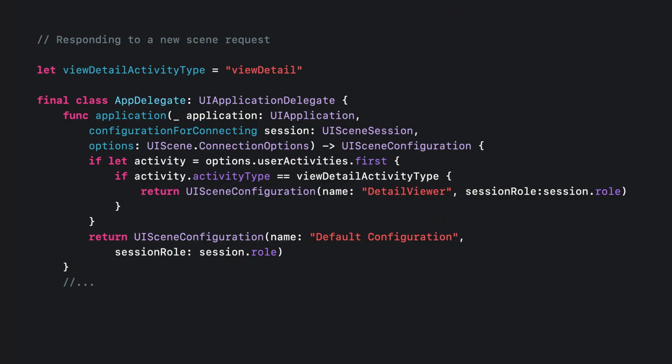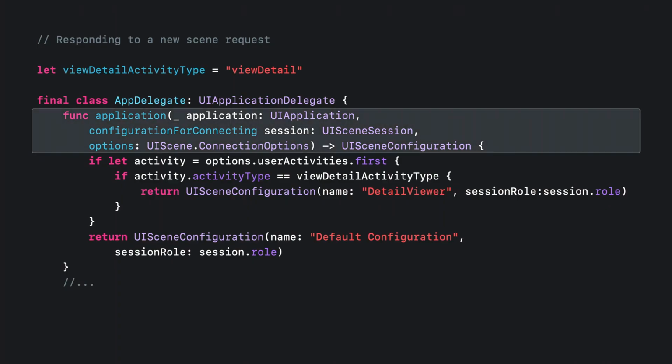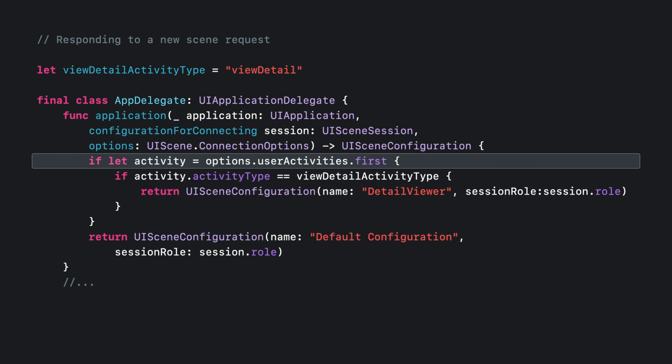So, now we know how to request a new scene for a particular user activity type. Now, let's talk about how to use that information to load the appropriate scene configuration. We respond to scene creation requests by implementing the application(_:configurationForConnecting:options:) function in the application delegate. In our implementation, we examine if the incoming scene request contains any user activities. The request can contain multiple user activities, but for this code example, we'll just examine the first one.